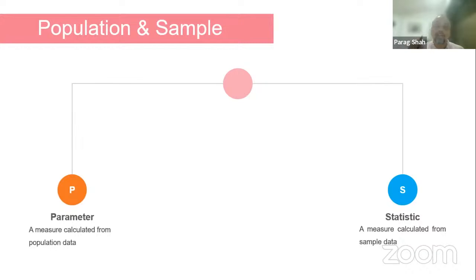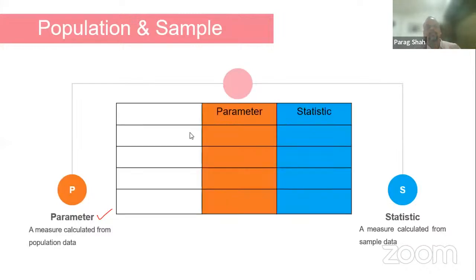Now, whatever calculations you do on the population observations are called parameters. And whatever calculations you do on the sample observations are called statistics. Okay, Sridevi, Dr. Pauline, Bhagyalakshmi, that's good. So getting the idea? A measure calculated on the population observations is called a parameter, and one calculated on the sample observations is called a statistic. Make sense?